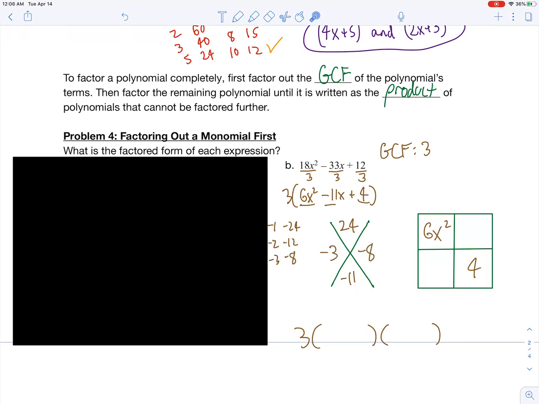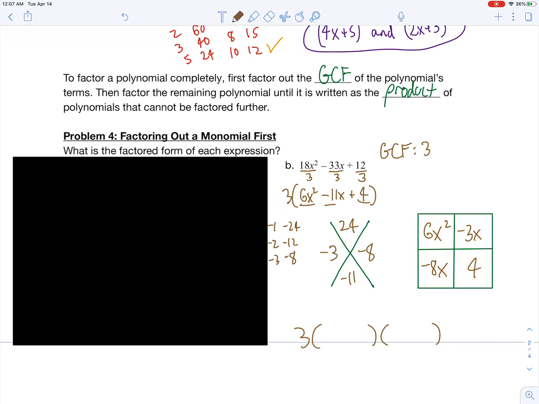Again, what we're looking for is to multiply these two numbers and get our first and last, so 6 times 4 is 24, so is negative 3 times negative 8. And if I add them, I get my middle coefficient. That's what we use again to fill out our box. Negative 3, throw on an x. Negative 8, throw in an x. All we're doing is trying to figure out how to break up that middle term, negative 11.